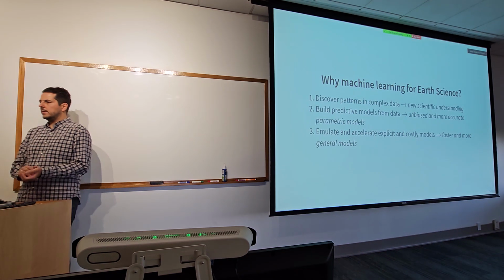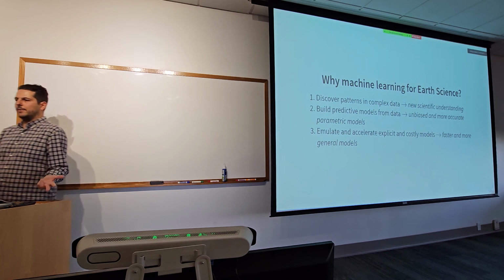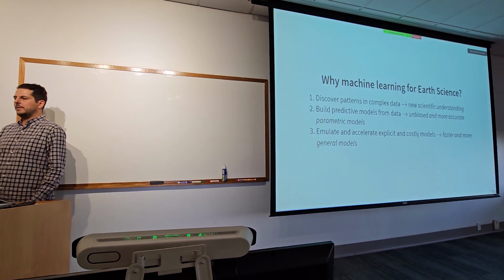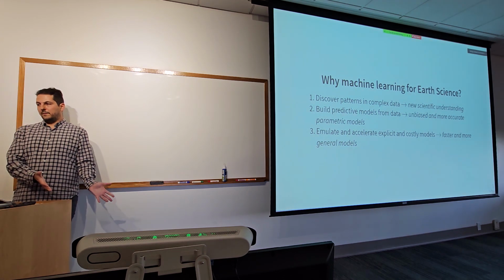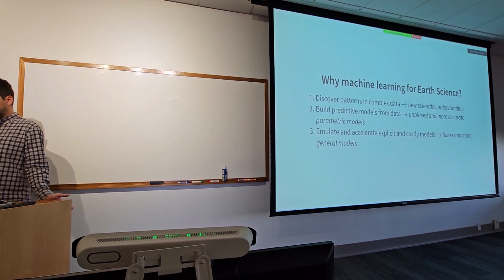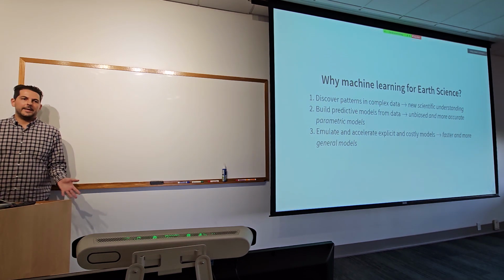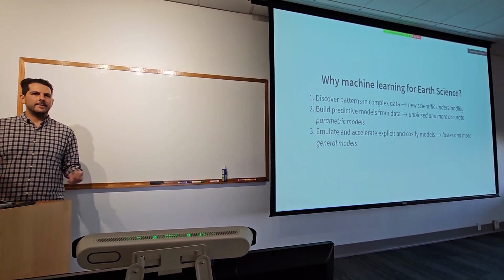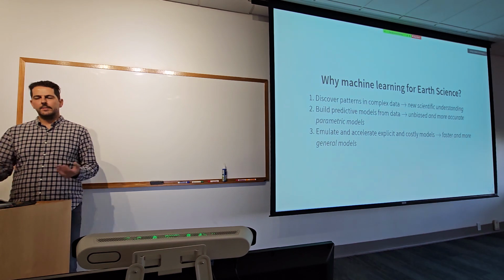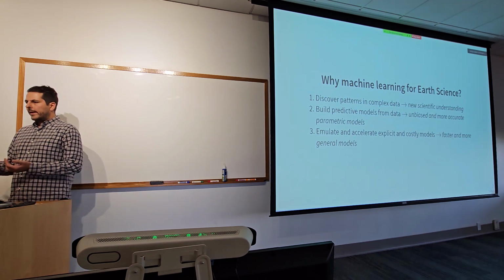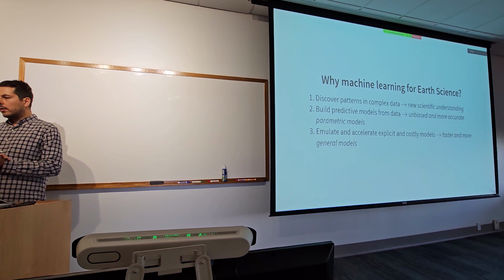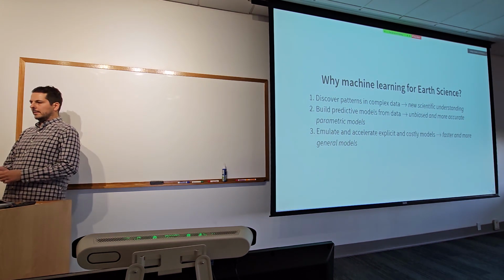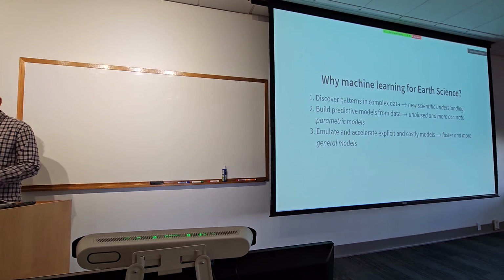So why machine learning for earth science? There's at least 3 reasons. It helps us discover patterns in complex data. That means new scientific understanding. It helps us build models from data, and it can do that in an unbiased and more accurate way because we no longer have to assume basis functions like, is the data quadratic, is it exponential, is it a log? We don't have to assume anymore. And also, machine learning can help us emulate and accelerate explicit and expensive models. So that should give us faster and more general models.